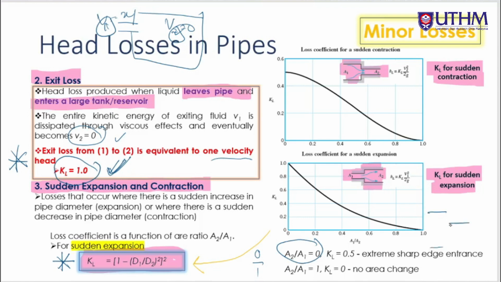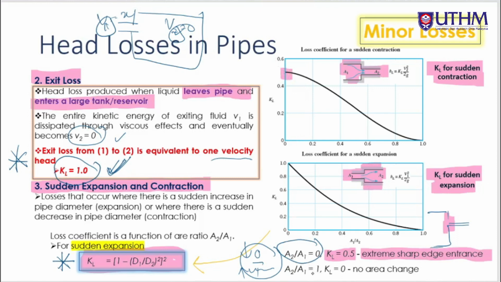A1 is very large, A2 is very small, which causes A2 over A1 equals to 0. Right? 0 per something. And this is very large, this is very small. This will cause A2 over A1 equals to 0, whereby the loss coefficient will be equal to 0.5, or it will have an extreme sharp edge entrance. It is considered a sharp edge entrance there. Alright, so this is KL equals to 0.5 here.